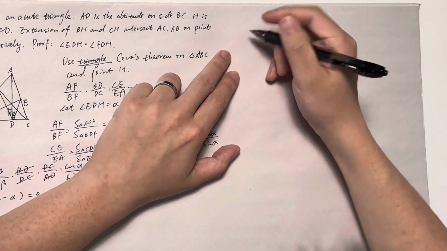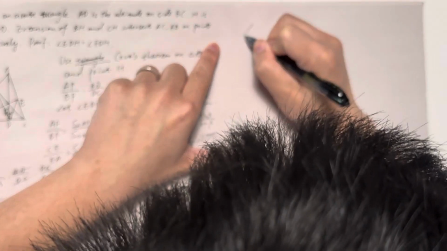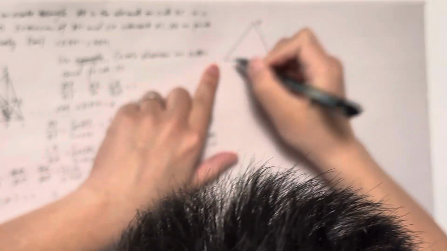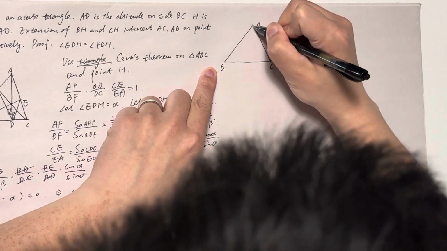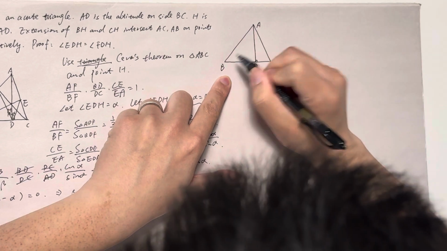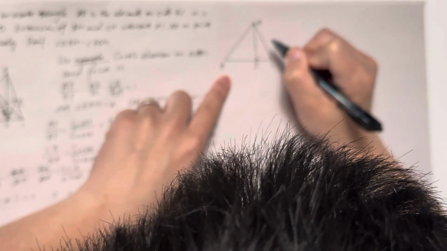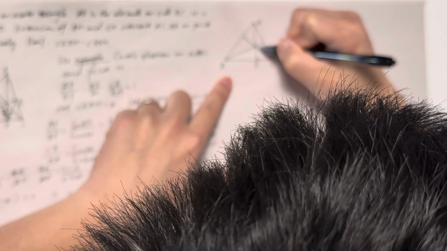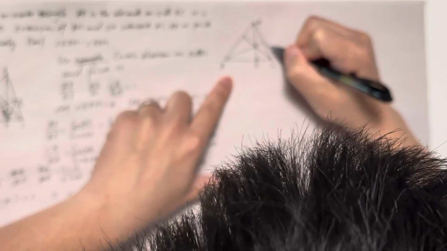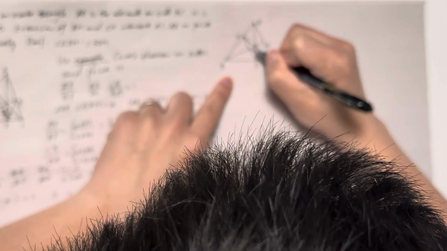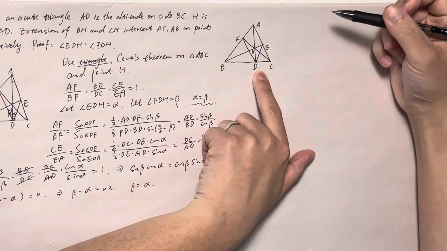So I believe you are already familiar with the problem. I'll just redraw the figure here. A, B, C, we have AD to be the altitude on BC and any point H on AD. We do the connection and we got BE, CF here. We want to prove that angle FDH equals angle EDH, right?